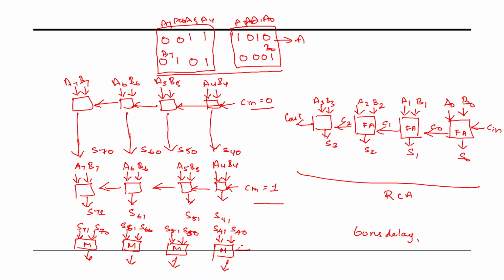So now what's the selection line? The selection will be the previous stage carry. This carry will come over here. If the carry out is 1, then it will select S4,1, S5,1, S6,1, and S7,1. If carry out is 0, then we will select S4,0, S5,0, S6,0, S7,0. So usually if you do it by ripple carry adder, then for 8 bits, each full adder requires 15 nanoseconds of delay.